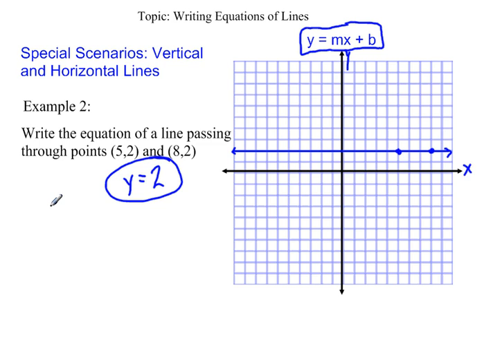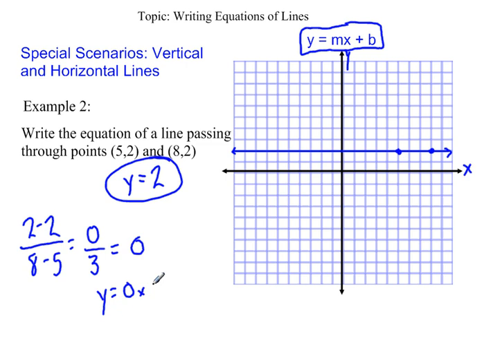The reason for that is if I find the slope of (5, 2) and (8, 2), I'm going to have 2 minus 2 on top, and either 5 minus 8 or 8 minus 5 on the bottom. 0 divided by 3, or negative 3, will give me a slope of 0. So if I put it in slope-intercept form, it's y equals 0x plus 2. 0 times x, regardless of what x I put in, is going to cancel this out. So that's where my y equals 2 comes in. It crosses the y-axis at 2. It doesn't cross x. Therefore, your equation is y equals 2 and you're done.